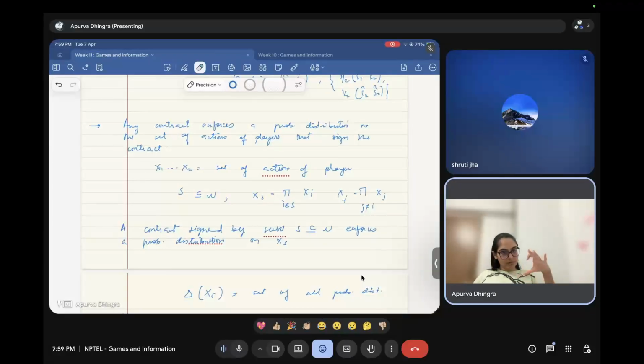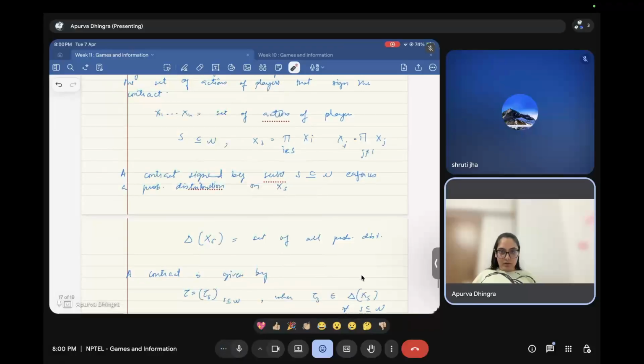It's actually over the whole thing, but they can possibly assign 0 probability for a particular action profile as well. What is x? X1 to xn refers to the set of actions of all the players. So this is the action of all the players that entered into a contract. This is all the players apart from i.